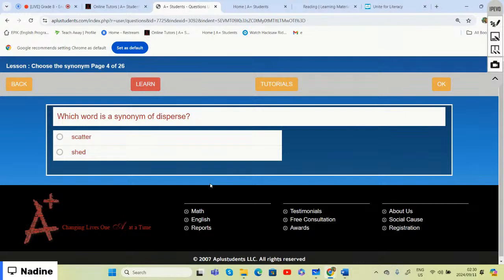The next one is disperse. What is the synonym of disperse? Is it scatter or is it shed? Disperse, scatter, or shed. What does disperse mean? Scatter or shed?